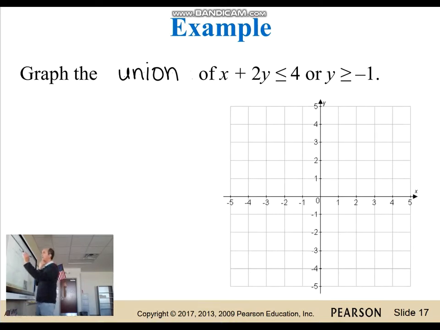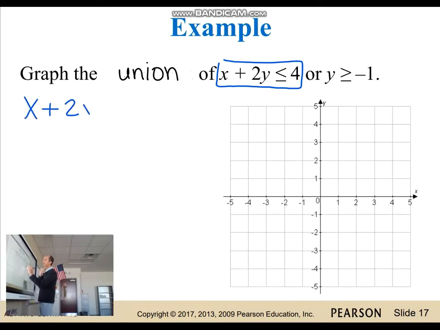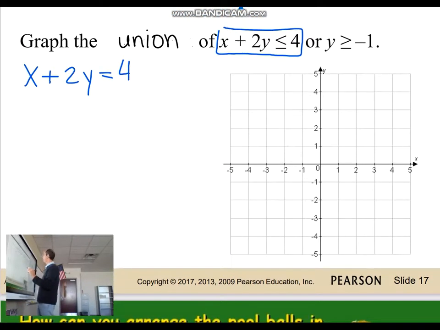Okay, the first one that we will work is x plus 2y less than or equal to 4. The boundary is x plus 2y equals 4. Find the points. We need at least 2 points. Make x equals 0, then y equals 2. And make y equals 0, x equals 4. This is the first one.